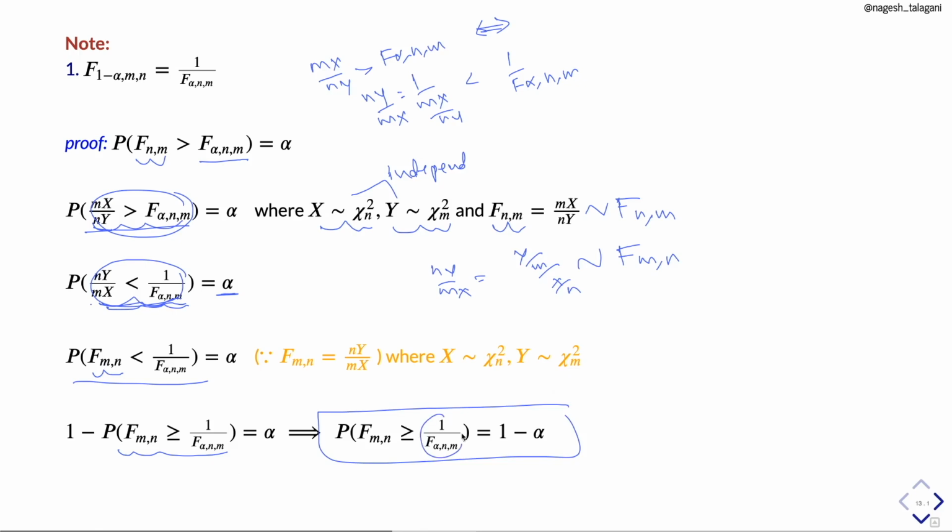If you think this is like x, for this x we have the probability of F m,n greater than or equal to x equal to 1 minus alpha. So what should be this x? This must be equal to F 1 minus alpha m,n. But what is this actually? 1 by F alpha n,m. This is the relation. Fine.